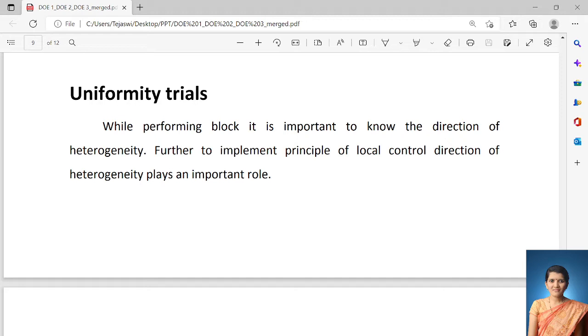In the last two lectures, we discussed designs of experiments. In the first lecture, we saw the basic terminology of designs of experiments, and in the second lecture, we saw the principles of designs of experiments. Now in this lecture, we will discuss how to conduct the experiment.